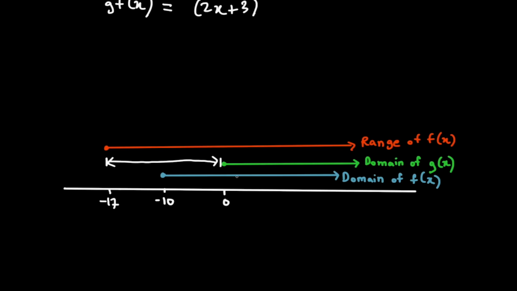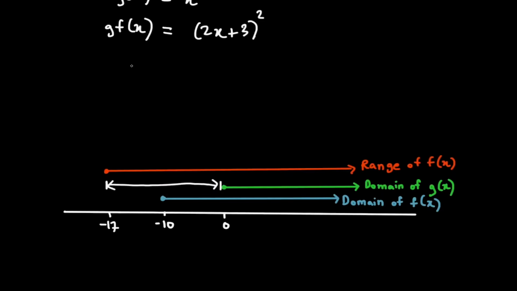Sure, this does ignore some values from the domain of f of x, but at least that would not violate the domain of g of x. Think of this as restricting the domain of f of x indirectly, but we don't think about the domain of f of x here. Rather, the range of f of x and the domain of g of x. Hence, the domain of g of f of x is also x greater than or equal to 0, which is the same as g of x domain.